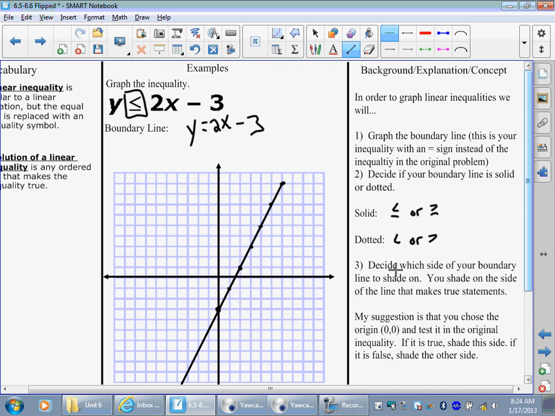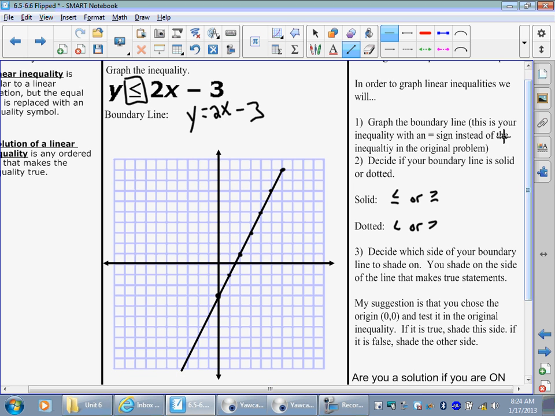Now all I have to do is decide which side of your boundary line to shade on. Remember when we started, I said these are going to involve shading. Now, how do I decide where to shade? A lot of students make the mistake of thinking that this symbol automatically tells them where to shade. And it does, but under certain circumstances. So I'd rather avoid you falling into that trap. I'd rather us focus on the fact that we want solutions to make true statements. So we just need to decide, do the ordered pairs over here make true statements, or do the ordered pairs over here make true statements?